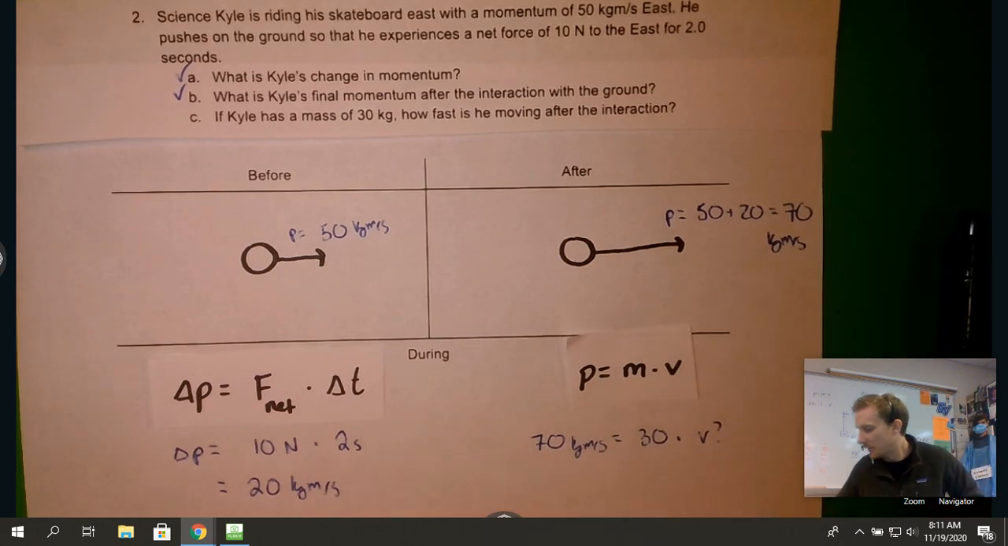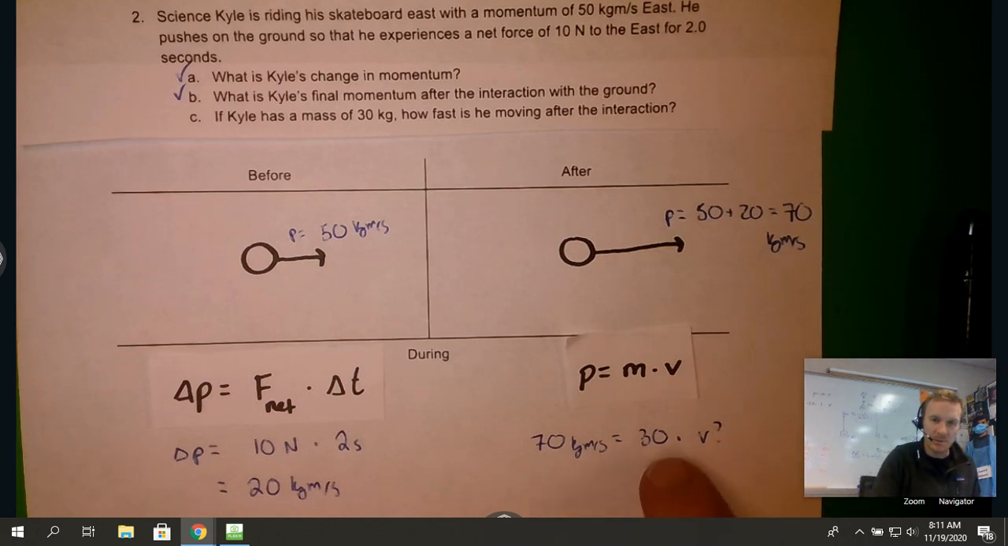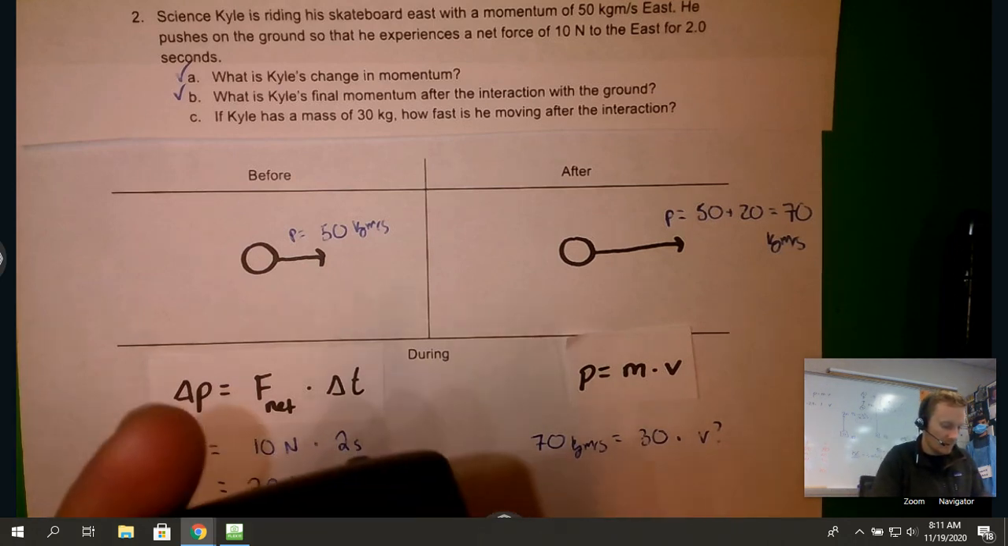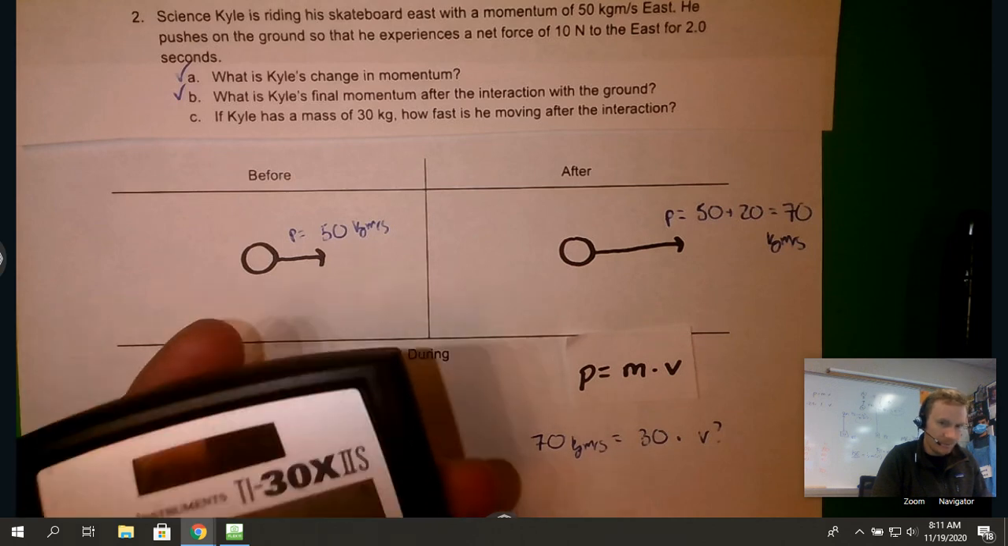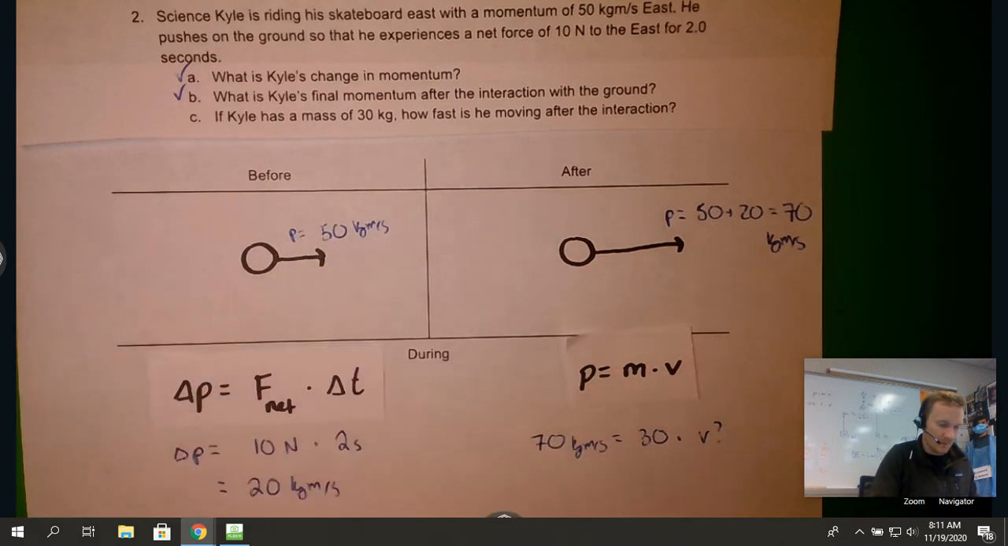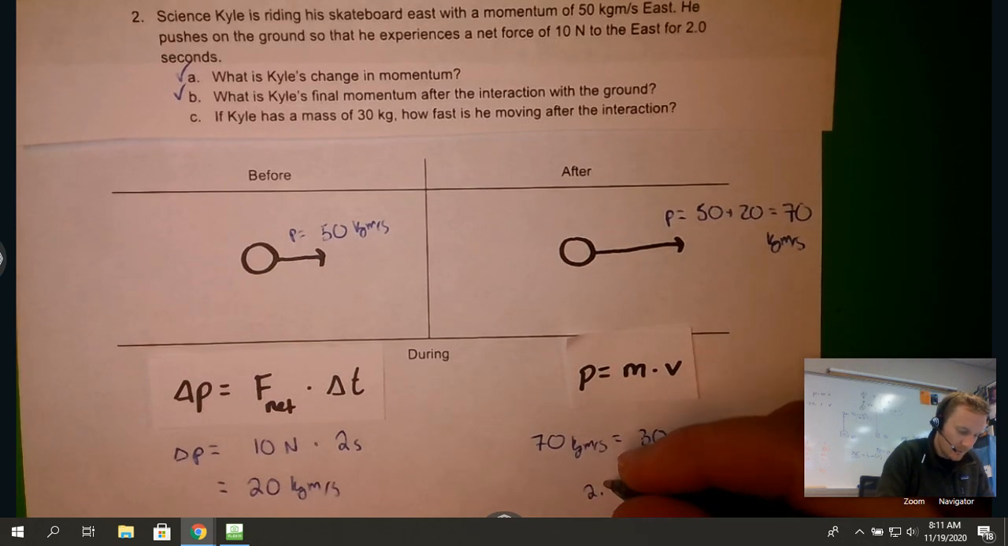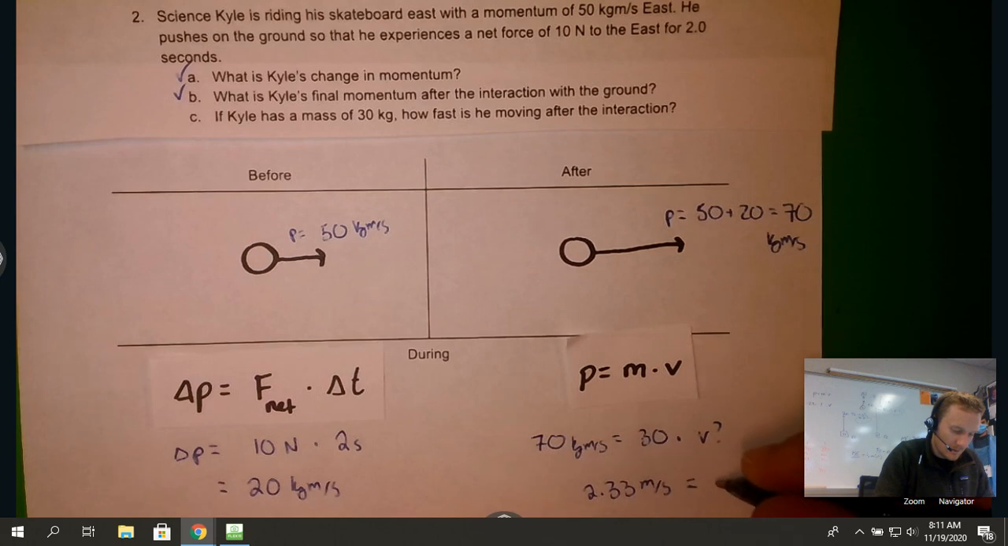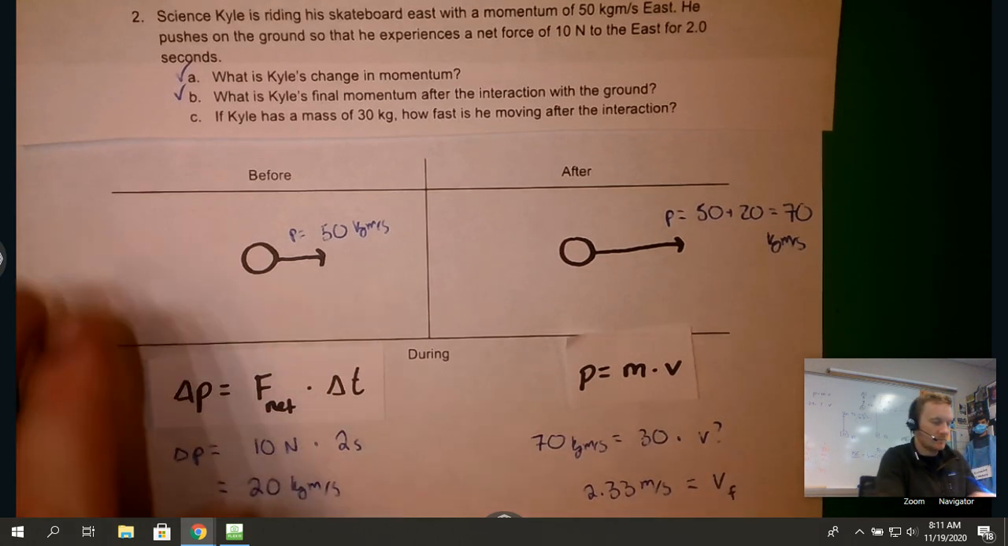So with a little bit of algebra, to solve for velocity, what times 30 gives us 70? We divide both sides by 30. I'm getting 2.33, so that's going to be the velocity. 2.33 meters per second is the final velocity of Science Kyle on his skateboard.